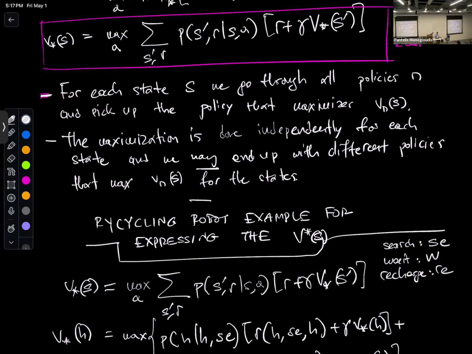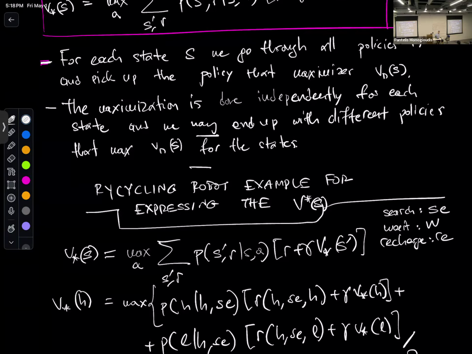The recycling robot example was pretty straightforward. We wrote down the two equations, the V star of L and the V star of H, the high and low state of the battery of the robot. So you should be very well versed in translating an English problem statement to an equation, to an update equation. Most of the examples here on the website and also some of the examples that you will find in Sutton's book are also guiding you through that.